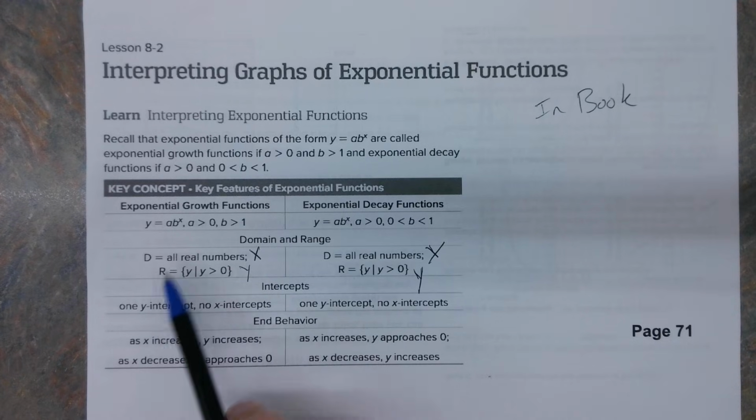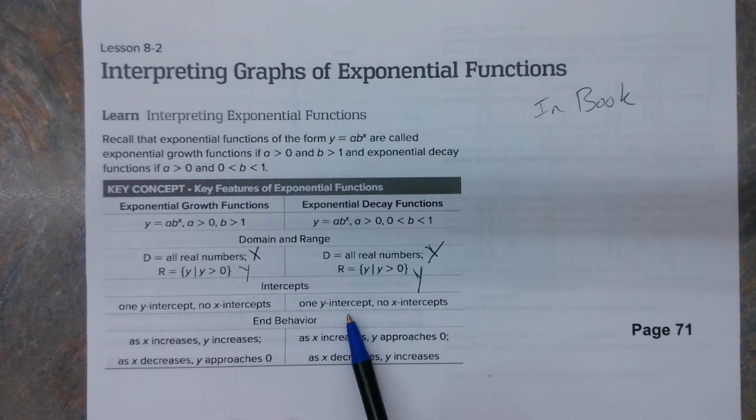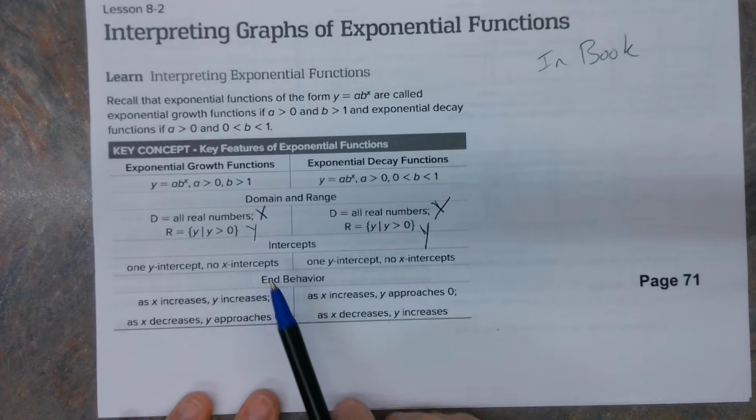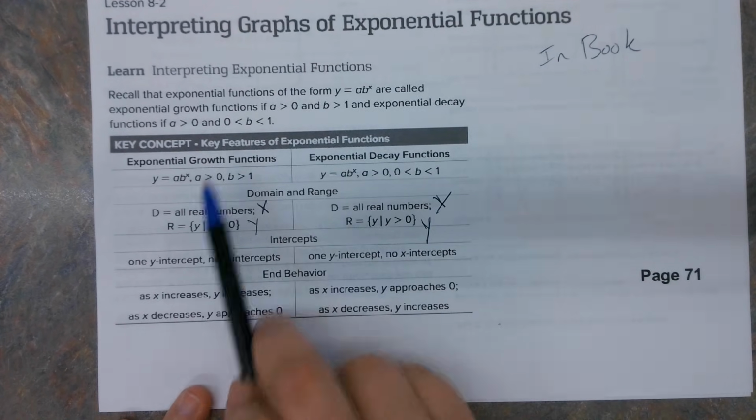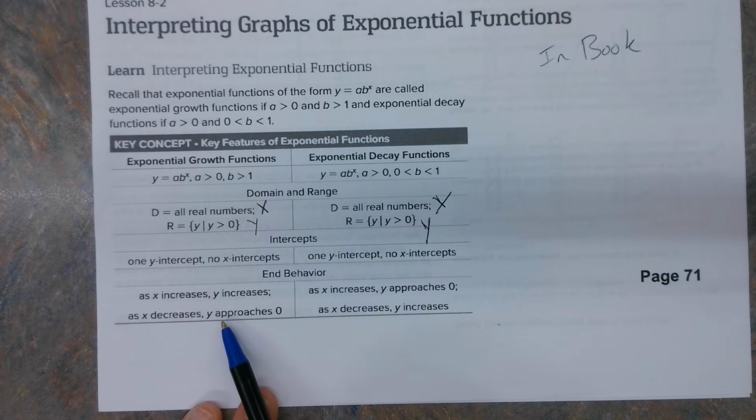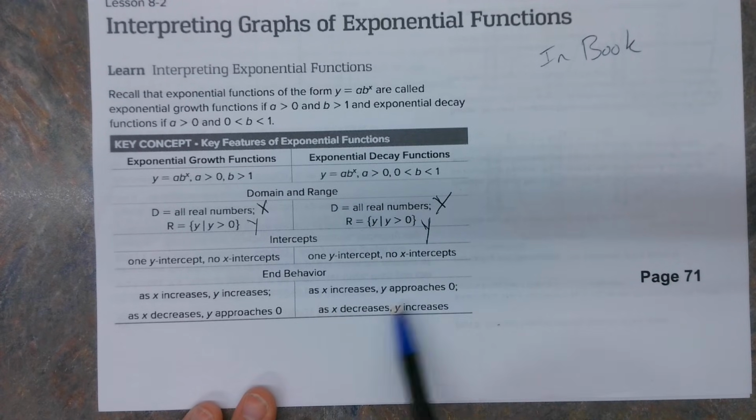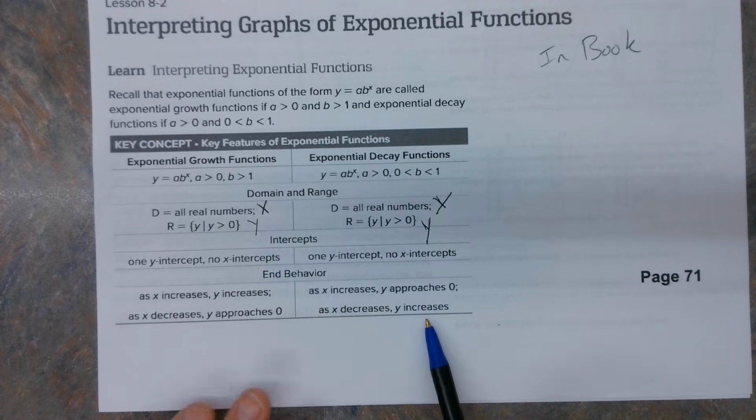So intercepts. For exponential growth, they're going to have one y-intercept and no x-intercepts. For exponential decay, you're going to have one y-intercept and no x-intercepts. In behavior, for growth, as x increases, y increases. As x decreases, y approaches 0. So remember, end behavior, we're looking at the end by the arrows. For exponential decay, as x increases, y approaches 0. As x decreases, y increases.